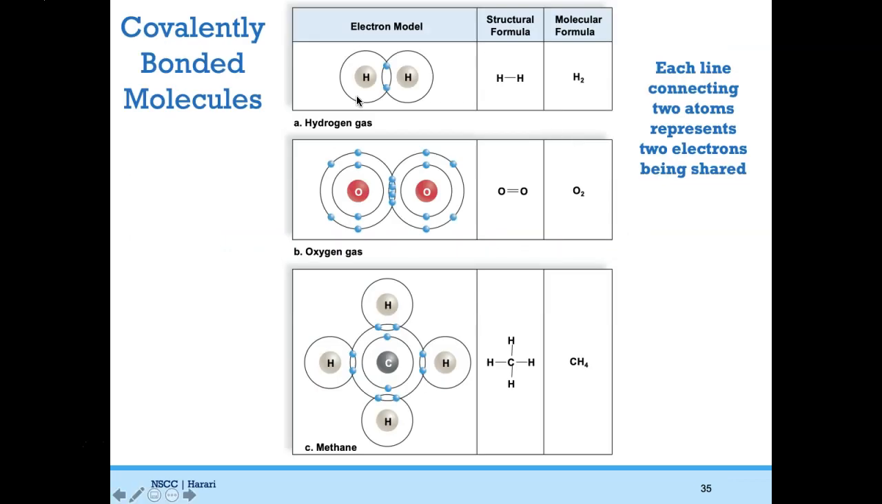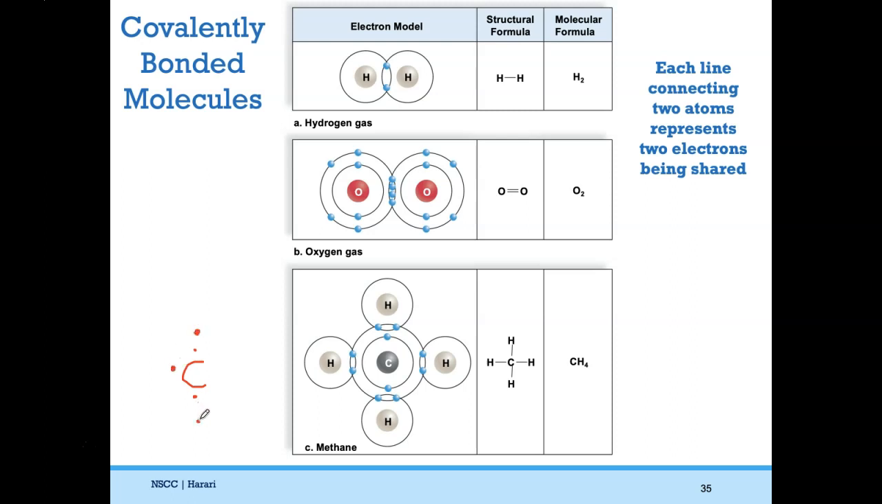So these are examples of covalently bonded molecules. Let's take an example of carbon. Carbon has 6 protons. It has an atomic number of 6, and it has 6 electrons. If we were to draw out carbon, I'm going to do that right here. So here's our carbon atom. The first shell has 2 electrons, and the outer shell has 4.